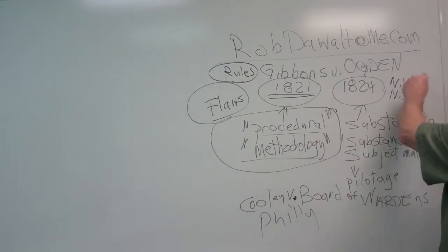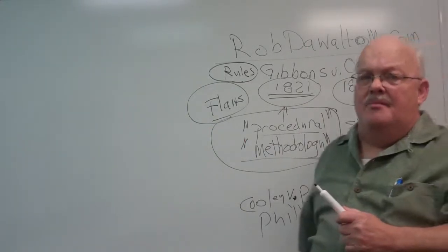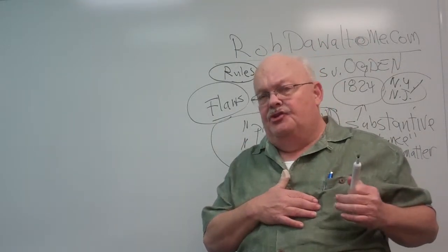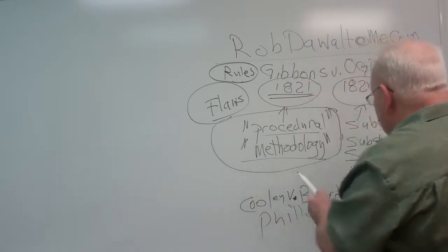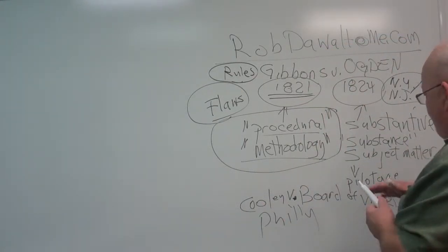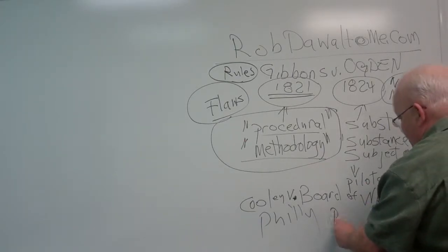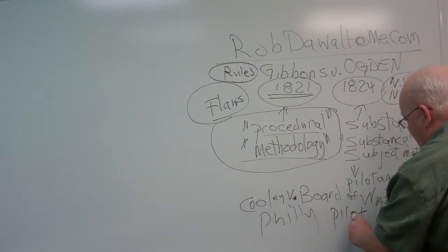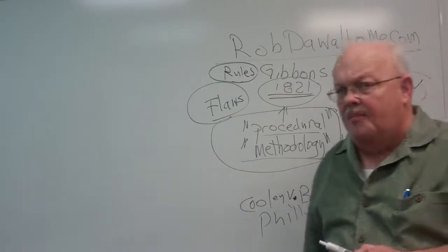Okay, so anyway, why did Gibbons end up that the state of New York cannot stop a ferryman from carrying passengers from New Jersey to New York? But then on the other hand, why did Cooley come down to that the Board of Wardens could require the ships that come into their harbor to have a Philadelphia pilot or pay a fine?